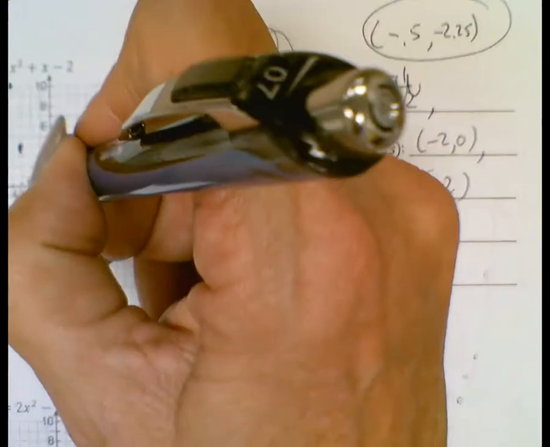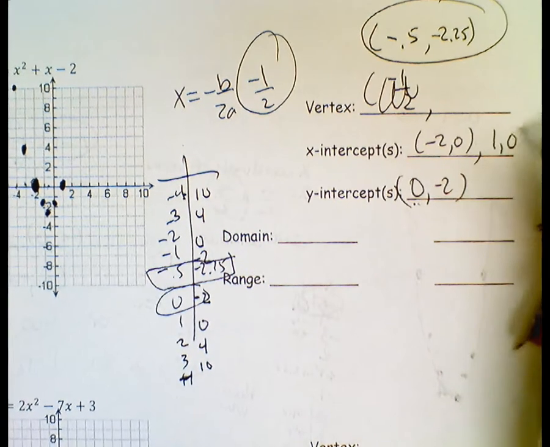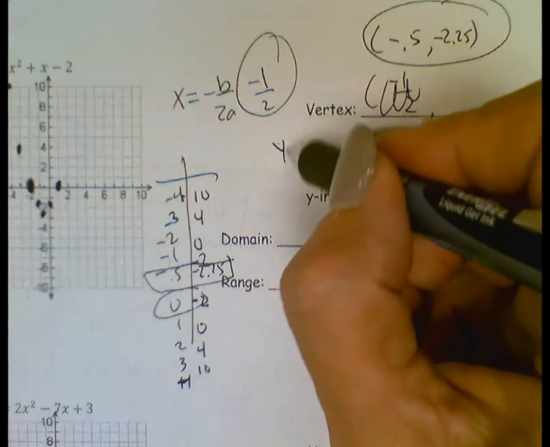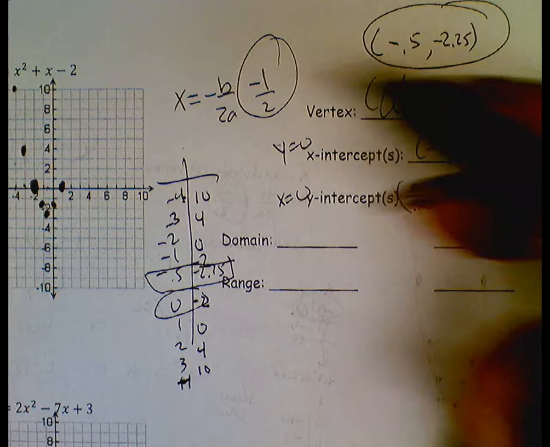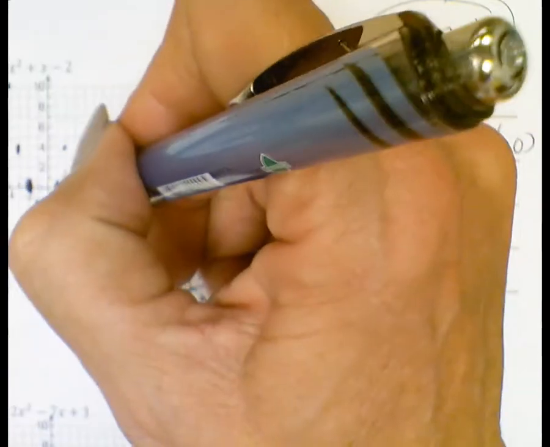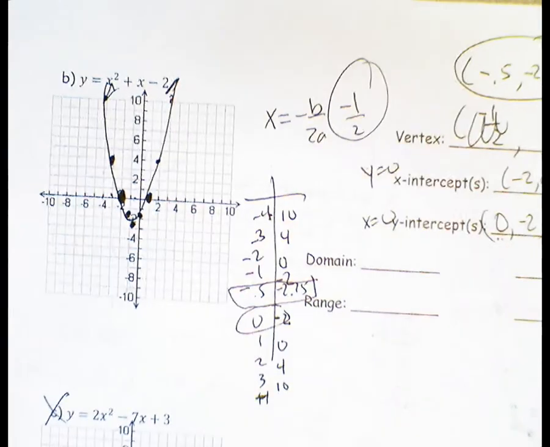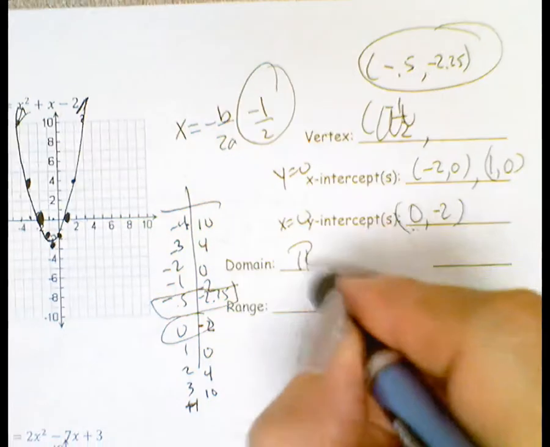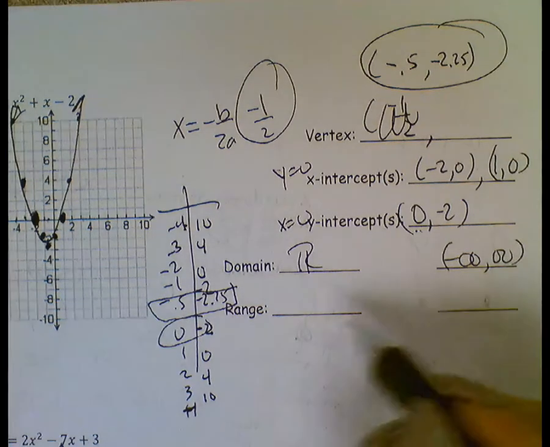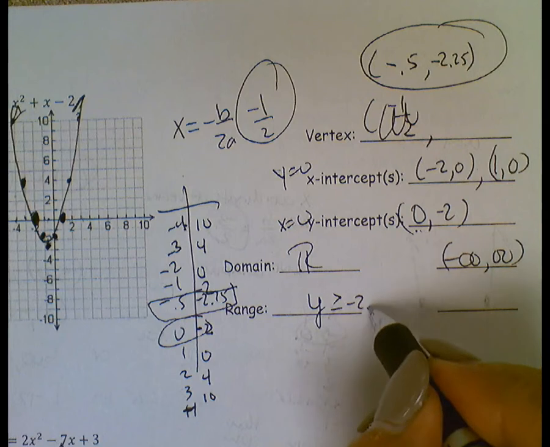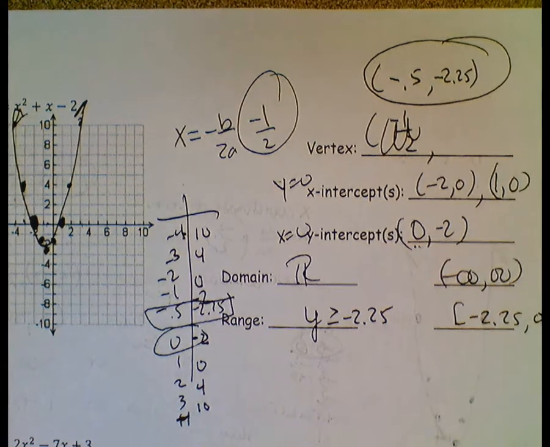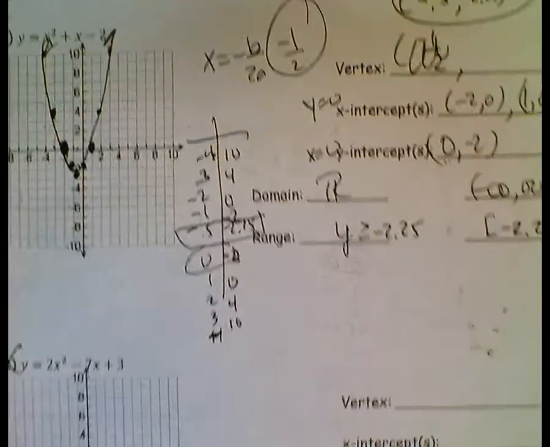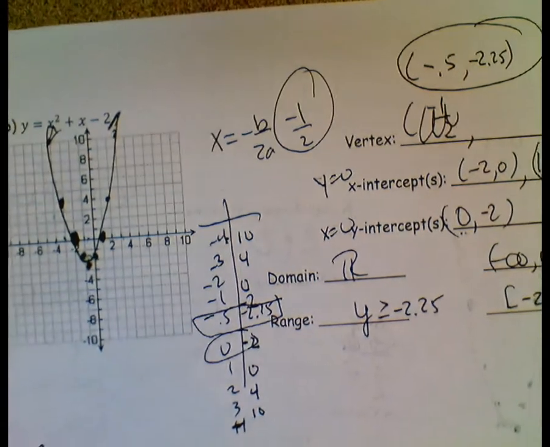And then you keep going. 1, 0. What's that called? 1, 0 is an x-intercept because it crosses the x-axis. So when y is 0, it's an x-intercept. When x is 0, it's a y-intercept. 2, 4. Keep going. And 3, 10. Your domain is all real numbers. Your range is all the y's greater than or equal to the y coordinate of your vertex, which that's your answer. So all of these were ugly decimals.